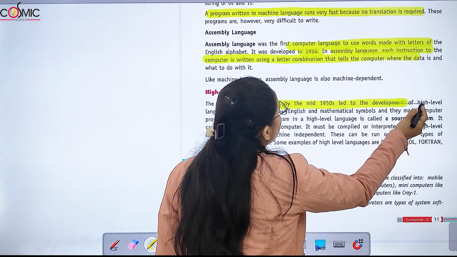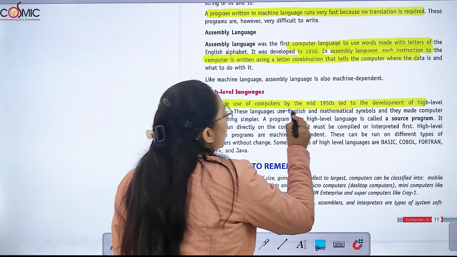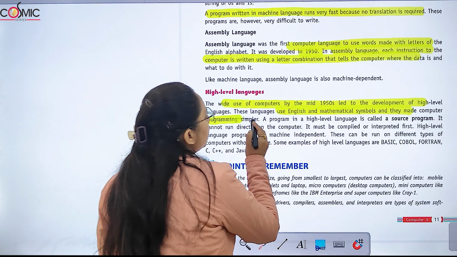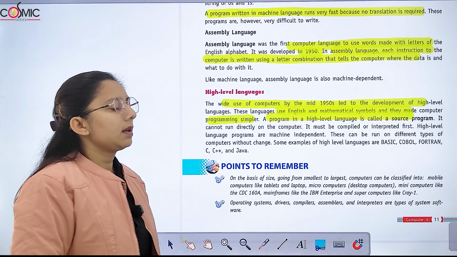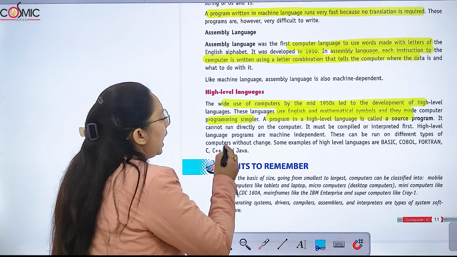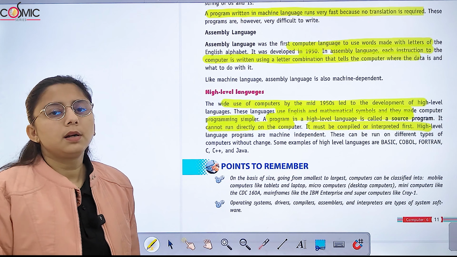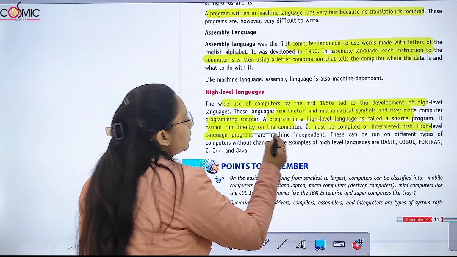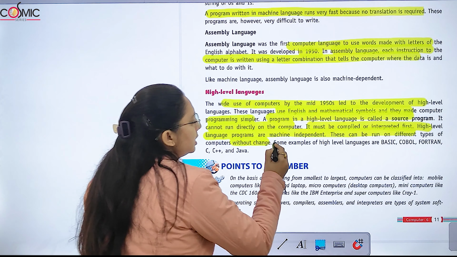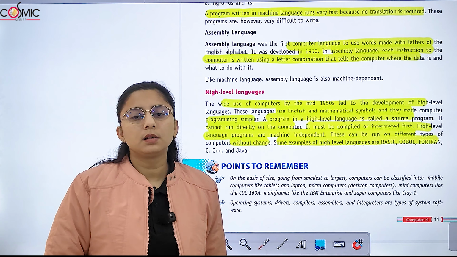Wide use of computers by the mid 1950s led to the development of high level languages. These languages use English and mathematical symbols, and they made computer programming simpler. A program in a high level language is called a source program. It cannot run directly on the computer; it must be compiled or interpreted first. High level language programs can be run on different types of computers without change. Examples are BASIC, COBOL, Fortran, C, CCC, and Java.